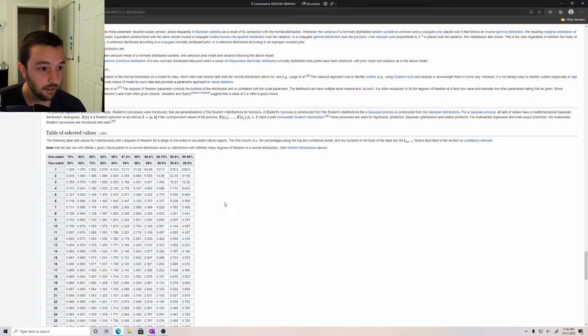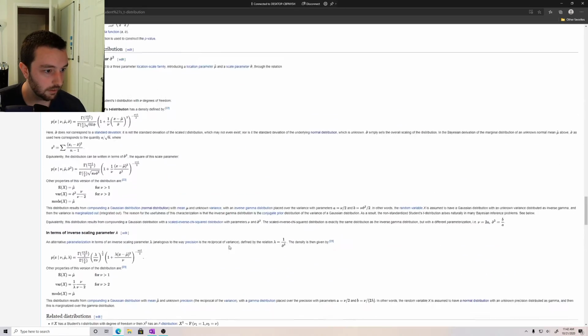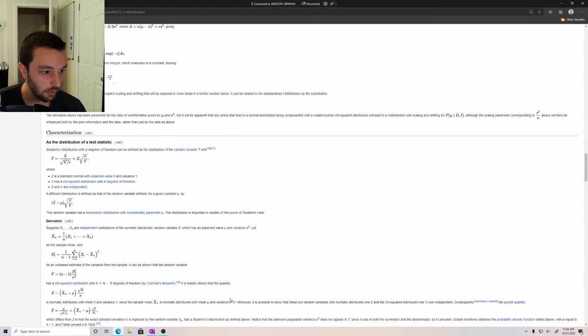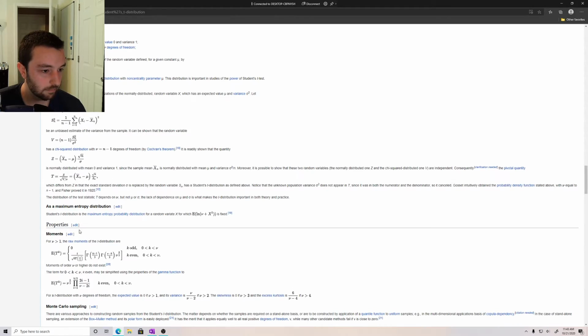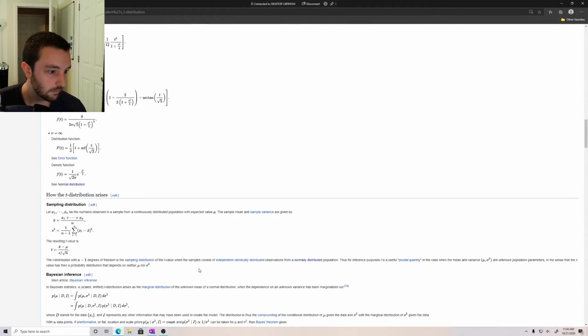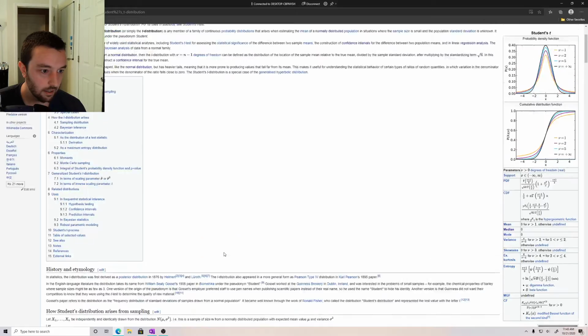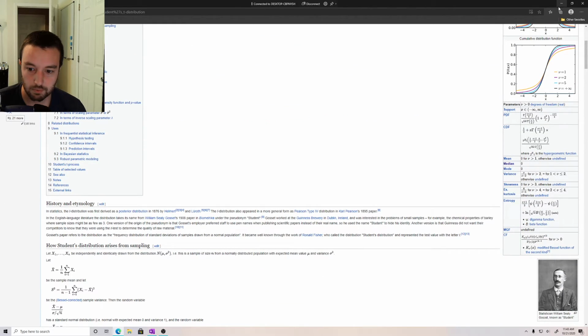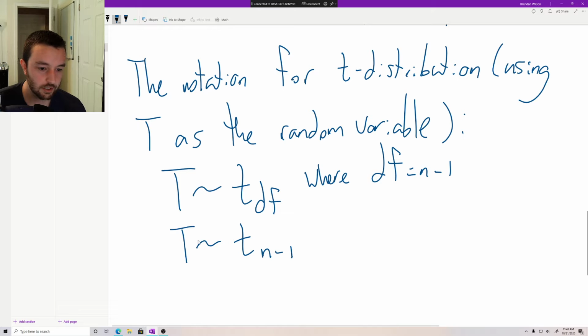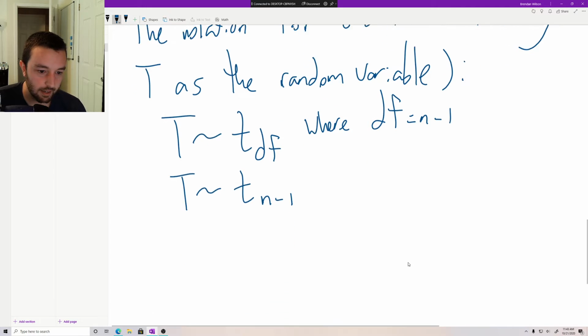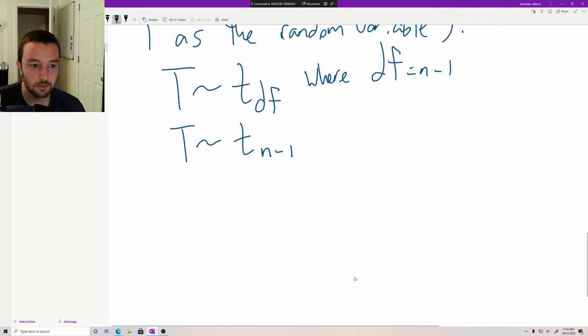In fact, it's probably on this Wikipedia page somewhere. I don't see it. So I won't spend a lot of time on that, but I'm sure it's on there somewhere, this notation as well. So if we have 20 items, for example, then T would be distributed as a T distribution with 19 degrees of freedom. It's always one less than the sample size.